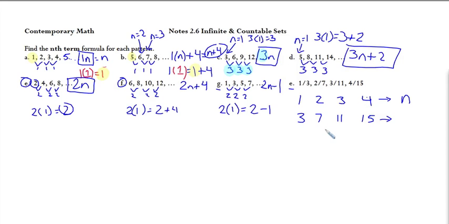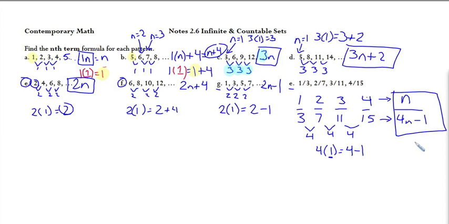Okay, for 3, 7, 11, 15, we're going to have to come up with one. So we got 4, 4, 4, meaning it's going to be some sort of 4n. Okay, we'll plug in 1. Okay, notice we always plug in 1 here. And it gives us 4. And we'd say, what do we do to get back to our 3? Now we subtract 1. So we get 4n minus 1. Now all we have to do, because these were fractions, is make our nth term formula into a fraction as well. And there you go.